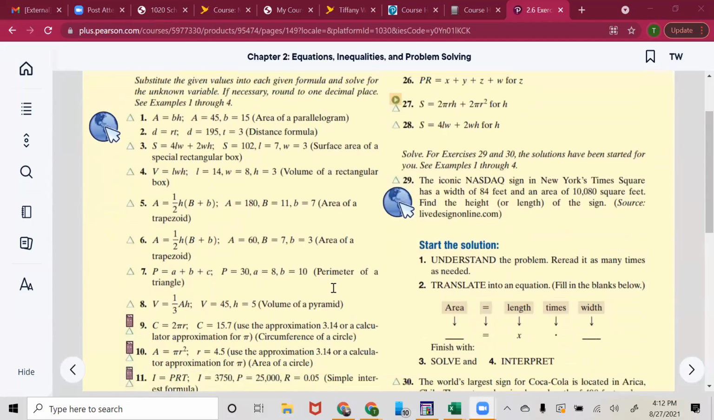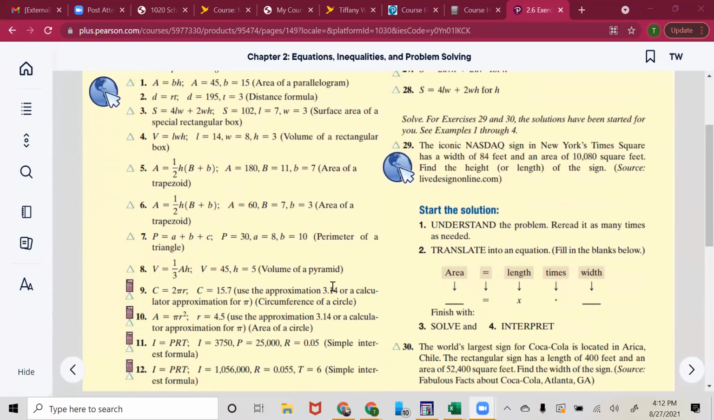Let's look at number 8. So number 8, V equals 1/3 AH, which is the volume of a pyramid. The A is kind of tricky because the A is the area of the bottom of the pyramid. So there's actually a couple things going on with it. That's okay. So V equals 1/3 AH.